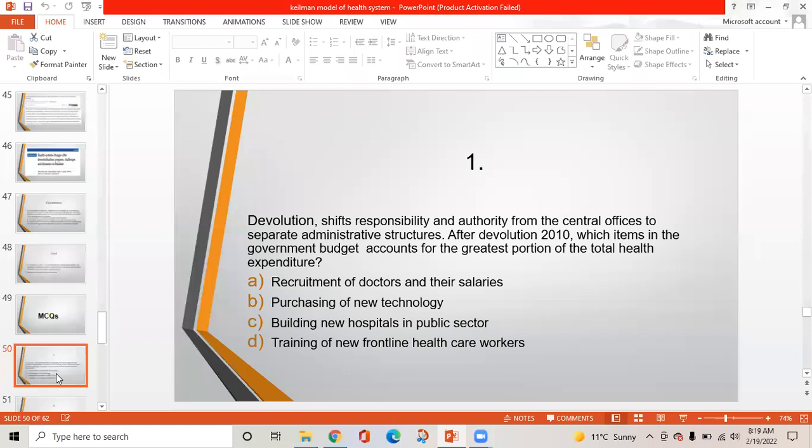Option A is the right one. Recruitment of doctors and their salaries has the greatest portion.